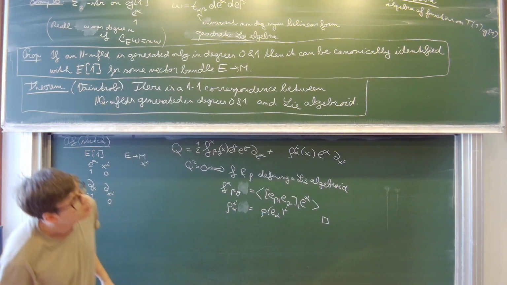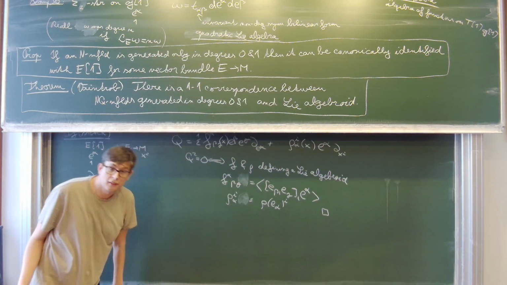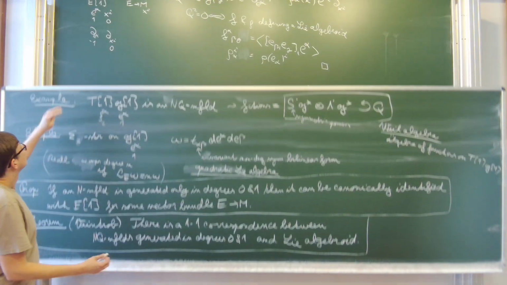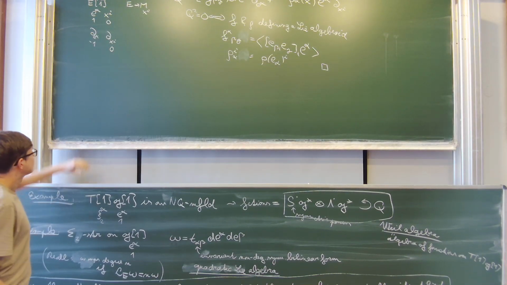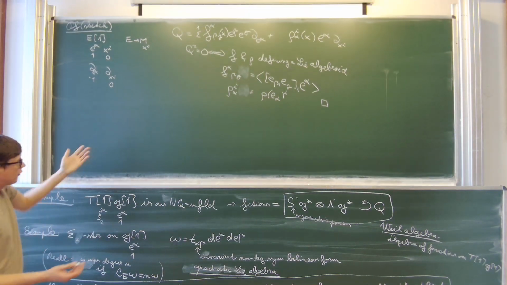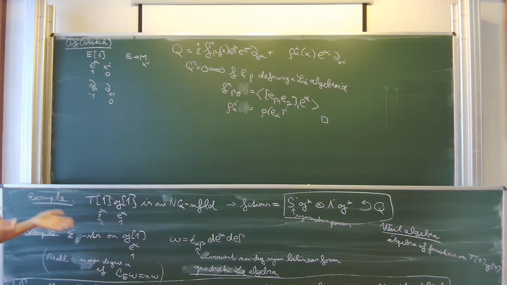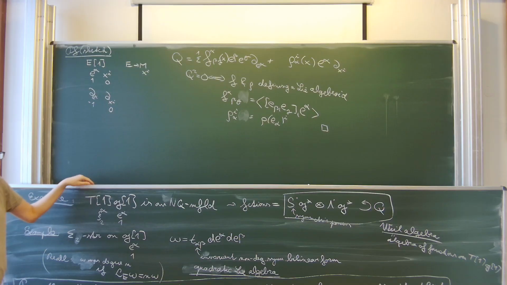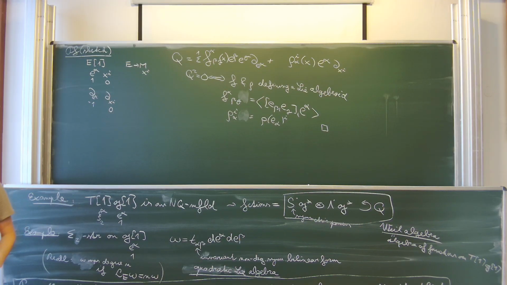Maybe let's do one more example before the break. Any intuitions? So the map of NQ manifolds, if you remember, is just a map of N manifolds which preserves the Q's, or if you want, a map which intertwines the action of the supermonoid.